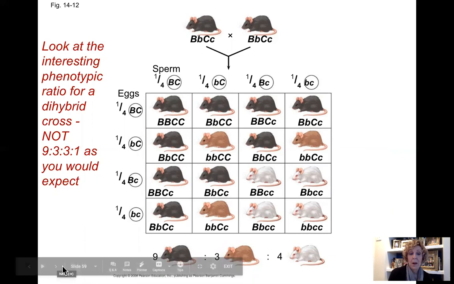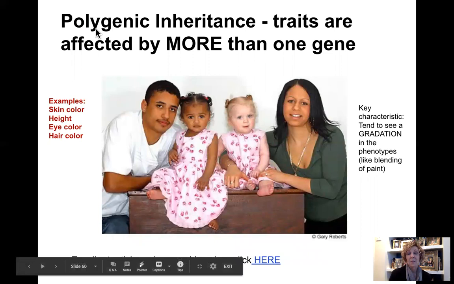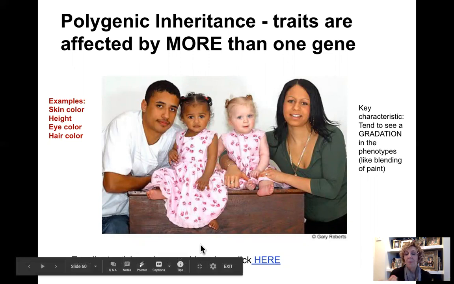We also have a situation called polygenetic inheritance. Polygenetic, the word means what it says, more than one gene is going to be affecting the trait, all right? And skin color, height, eye color, and hair color are all examples of polygenetic inheritance. A key characteristic of polygenetic inheritance would be a gradation in the phenotypes, okay? So kind of like a blending of the traits.